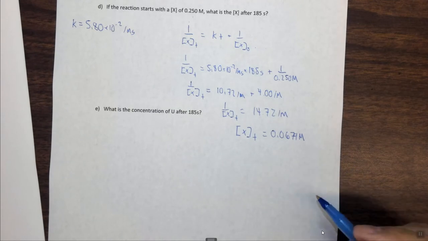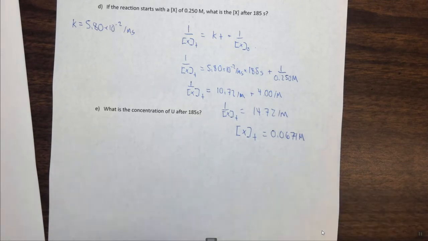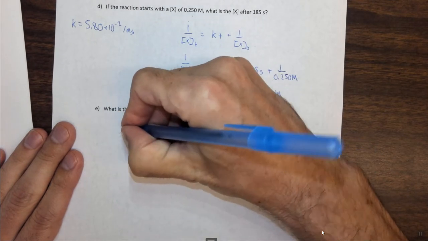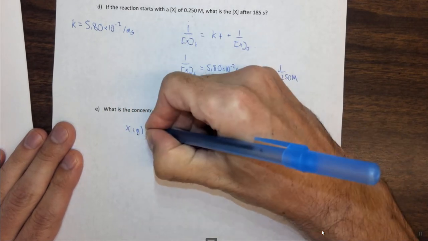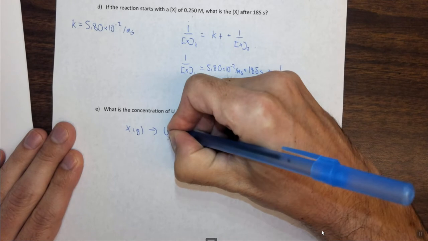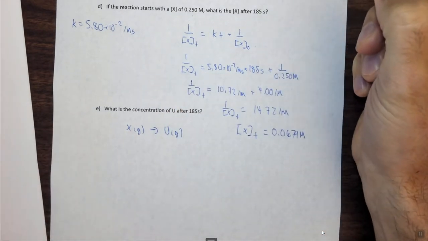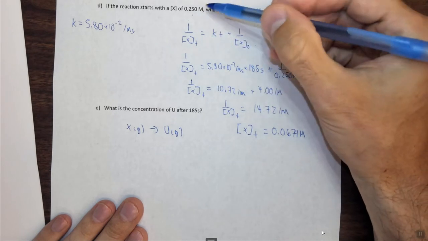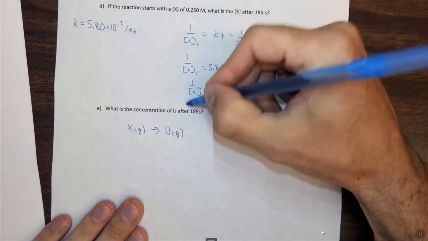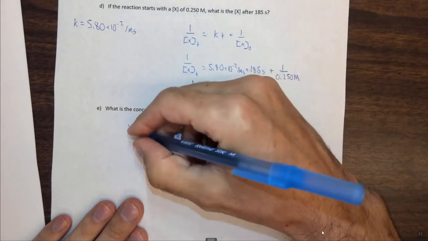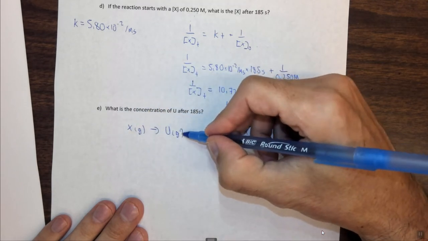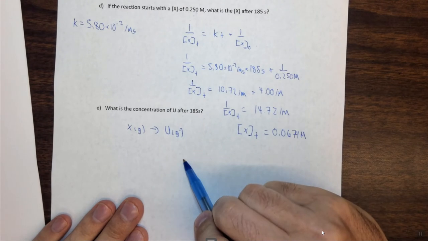Final thing is, what is the concentration of U after 185 seconds? So remember that X gas becomes U gas. So if we started with 0.25 molar, okay, these two questions are directly related to each other. So if this started at 0.25 molar and all of it became U, the concentration of U would be 0.25 molar because the stoichiometry is 1:1.